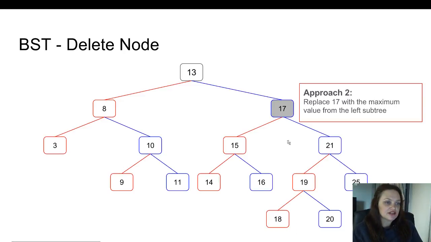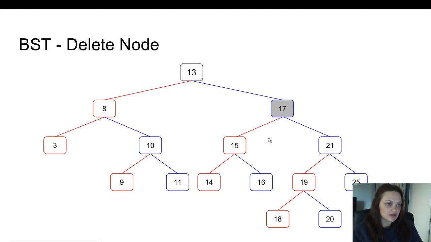The other approach I can take is approach 2, which is just where I take the maximum value from the left subtree, and that would be this guy here, 16. I would bring 16 up to here, and then the tree again would still be preserved. It doesn't matter which way I go.